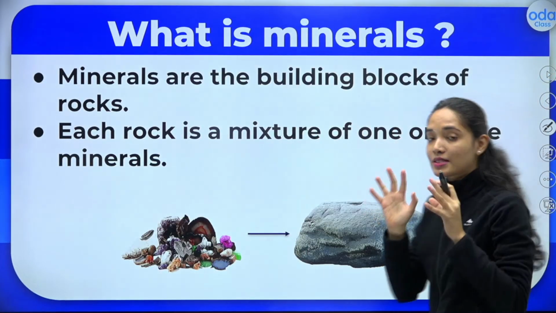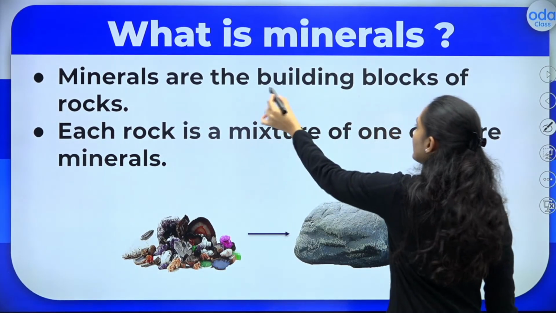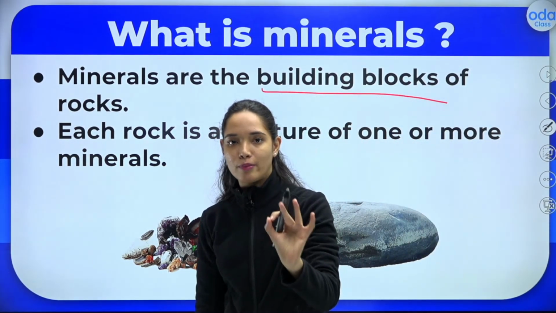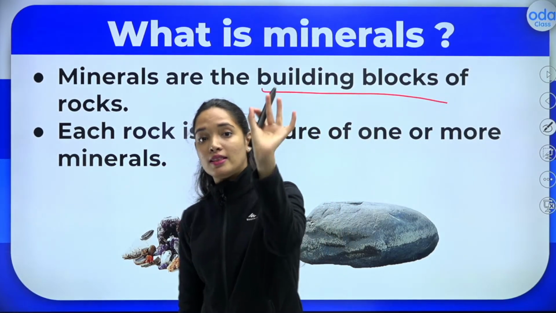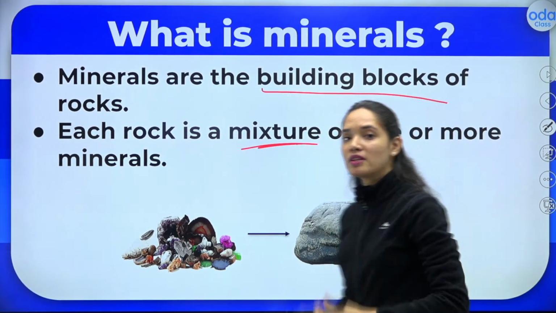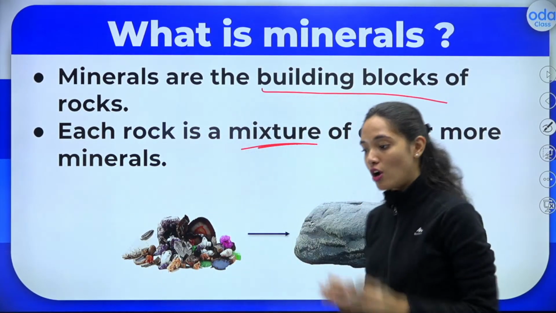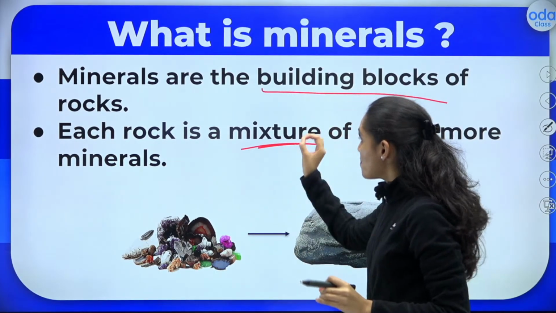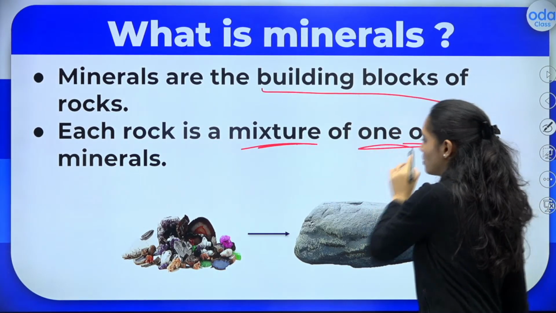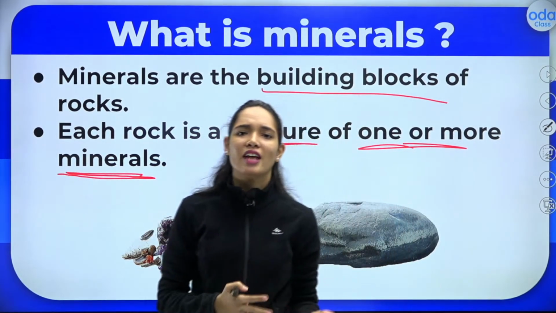So students, these minerals are the chemical substances which are considered as building blocks of rocks. And children, each and every single rock is made up of a mixture. What do you mean by mixture? Mixture means combination of many things, right? So similarly, each and every rock present on the earth is a mixture of one or more minerals. Most of the rocks are made up of many different types of minerals.